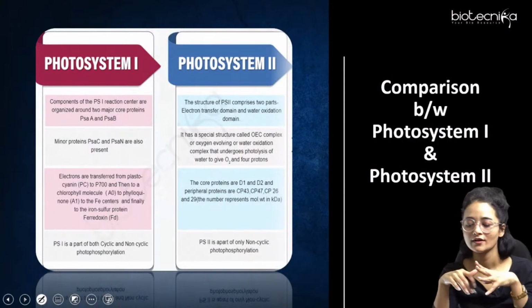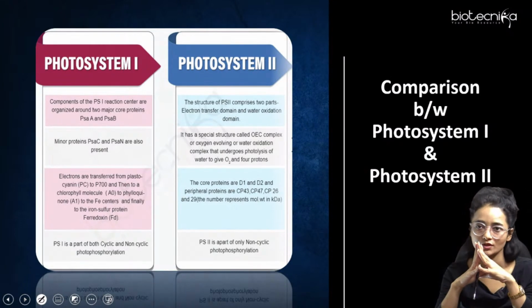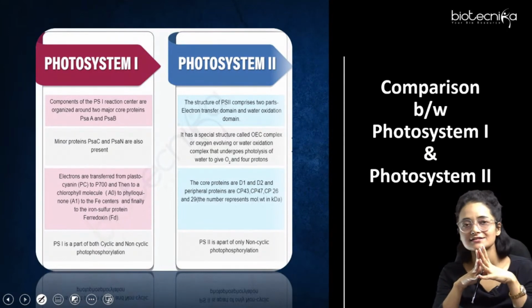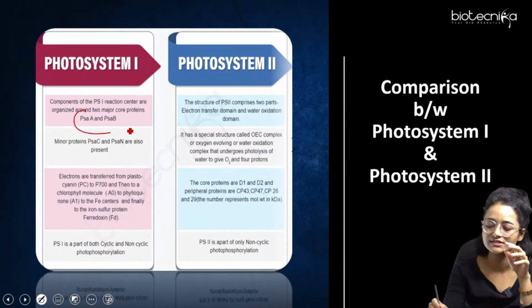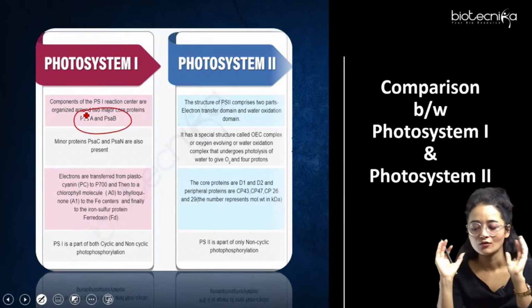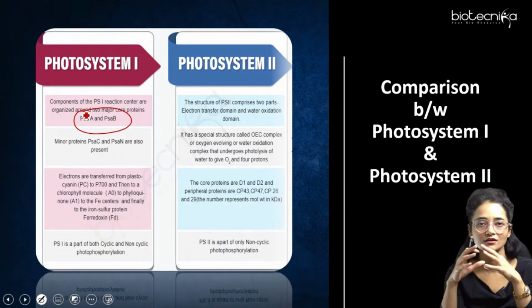Then coming to the differences between the two photosystems, photosystem 1 and photosystem 2. These are the reaction centers, and both are required in non-cyclic photophosphorylation. So photosystem 1: the components of the photosystem 1 reaction center are organized around two major core proteins, PSAA and PSAB, right? Around these core proteins, the components of photosystem 1 are present.